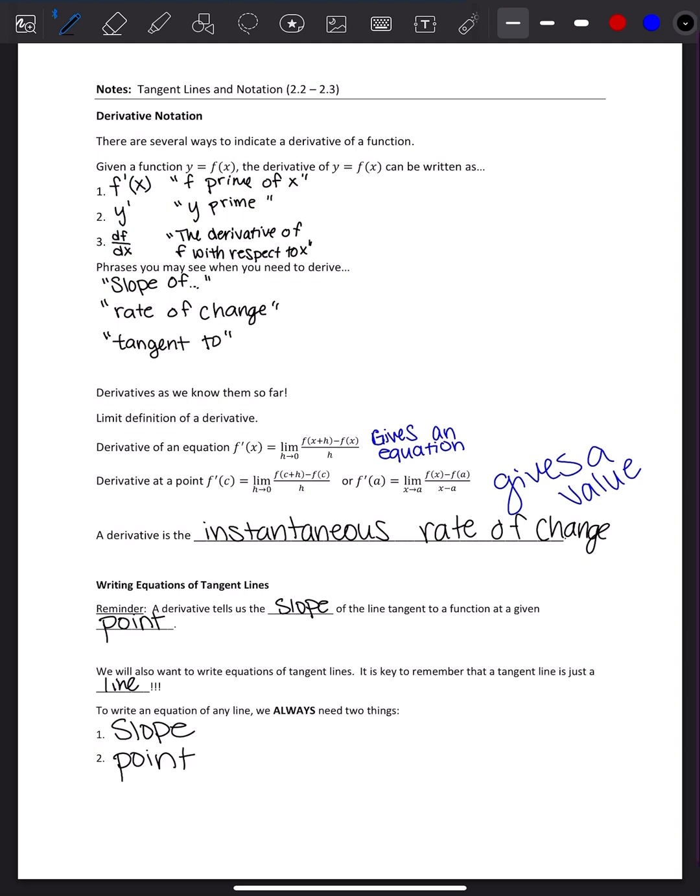So in this next video, we're going to talk about specifically how to write the equation of a tangent line and what that would look like overall.